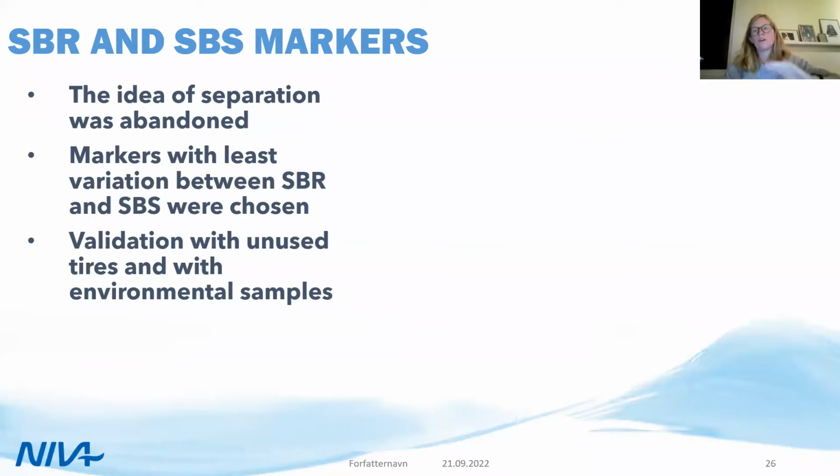Yeah, so this idea of trying to find a unique marker was abandoned. Then the second idea, of trying to separate between SBR and SBS by this model, was also abandoned. So then our next goal was to try to find markers that would have the least variation between SBR and SBS, so that we can analyze them together. With pyrolysis, we wouldn't get how much SBR and how much SBS were in the sample. We would get them in a mixture. So how much of the total mixture is there? That was our last attempt to find a method that would work for us.